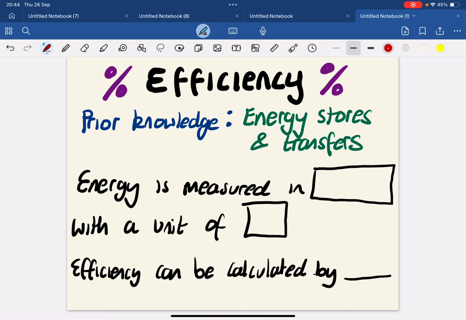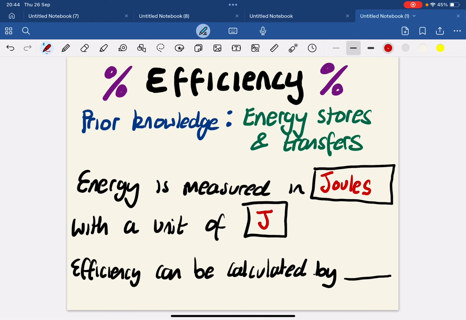But efficiency is really important, as I say, when it comes to calculating energy transfer, and another way of wording that in physics is by calling that work. So we have to know a couple of things. We have to know what energy is measured in. And energy is measured in, that's right, joules. And that has a unit of a capital J, not lowercase, it needs to be capitals.